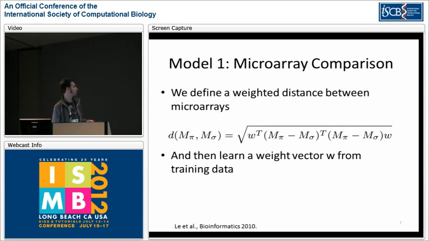Once we've learned a weight, we have this metric here, which allows us to take any two arrays between our species and get a score telling us how similar or how different they are.